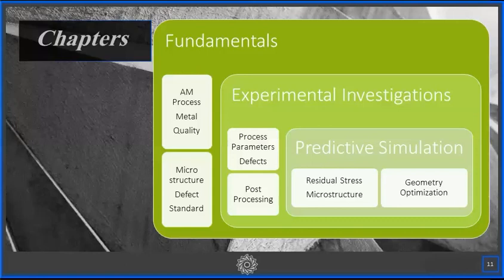Then there will be a lot of experimental investigation, and experimental data will be presented in the second section. And we select just a piece of those data for predictive simulation on residual stresses, on microstructure, on geometry optimization, and so on. So these are mainly the whole pattern of the book.